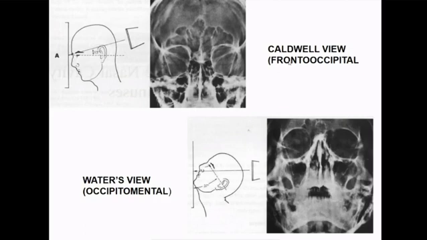So normally with these views you can see the frontal and ethmoid sinus. Okay. Oh, they give you another view, the Waters view. In the Waters view you can see the frontal sinus also, but not as good as this one. But you can see the maxillary sinus as well.